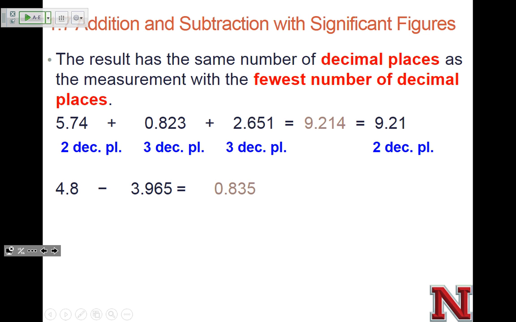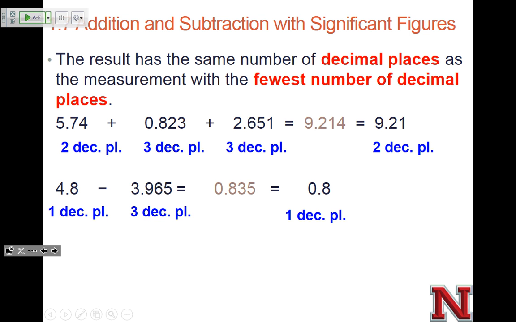Here's another example. This one's with subtraction. If I put this in my calculator, 4.8 minus 3.965, I'll get 0.835. Our first number only has 1 decimal place. Our second has 3. That being said, this is a pretty certain number, but this number isn't that certain. So our measurement can only be as certain as this one is, and this one's not that certain, it's only certain up to the 10th. So our final answer should only have one decimal place, which is 0.8. So that's for addition and subtraction.